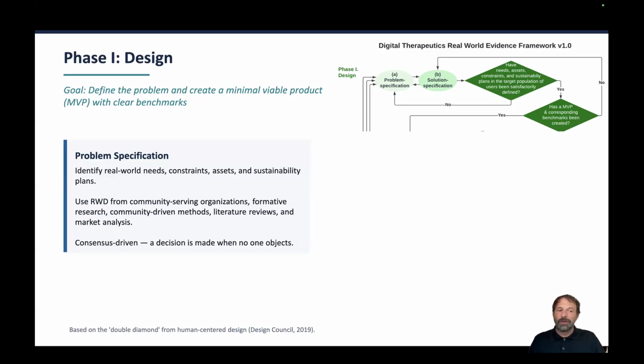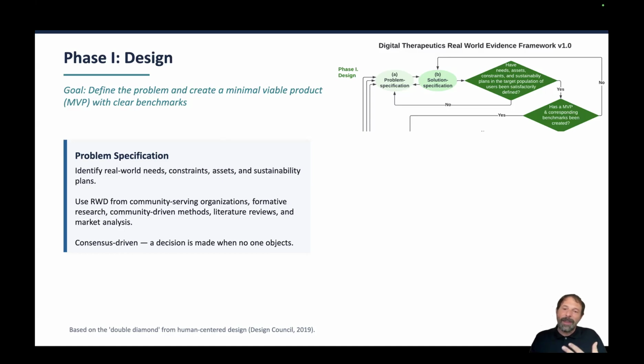And ideally, this is where you really pull in the real world data from your community serving organizations. Also doing things like formative research, community driven methods, literature reviews, market analysis, right? And the whole idea is a decision where you're driving forward an idea where you're like, yeah, I have clarity on a problem that is really meaningful and important, and if we addressed it, it would really help people in the real world. But it's also something that we think a digital therapeutic would actually serve, knowing there's plenty of things that are important to work on that don't fit into a digital therapeutic framework.